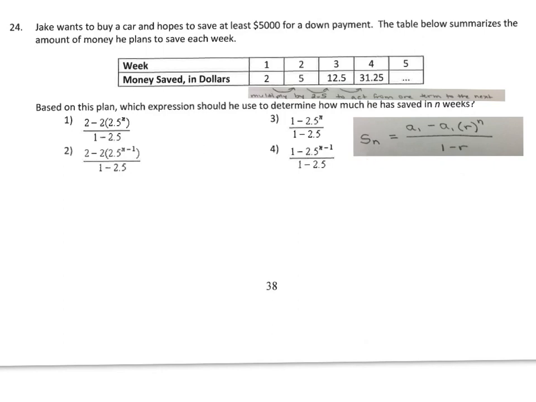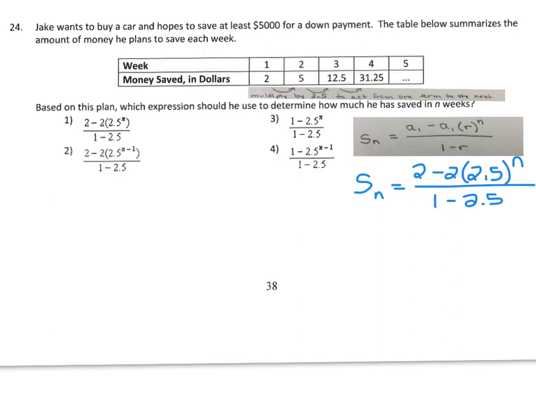Okay, so let's do this. We're going to leave it as s sub n because we're not saying a specific number of weeks. For a sub 1, the first term is right here. It's 2. So we're going to replace the a sub 1's with 2's. Now the r is what we're multiplying by to get from one term to the next, which we said is 2.5. And we're going to leave this in terms of n. And on the bottom, it would be 1 minus r, so 1 minus 2.5.